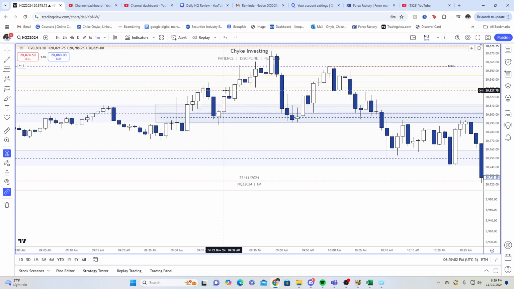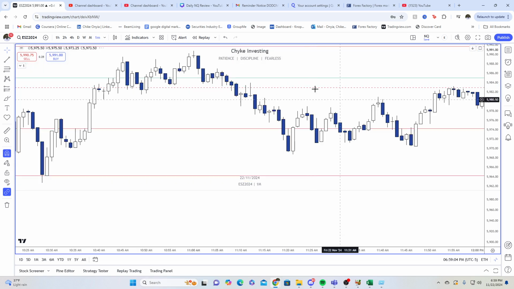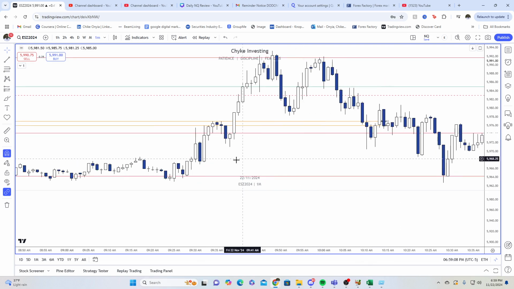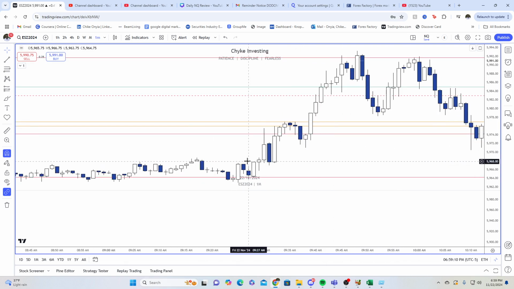Price ends up going higher, and look on ES how much higher price just went in the morning. If we got a nice 22 model here, I would have definitely taken it. Price just starts skyrocketing. Previous day high here, London Asian highs right here. Took those out.